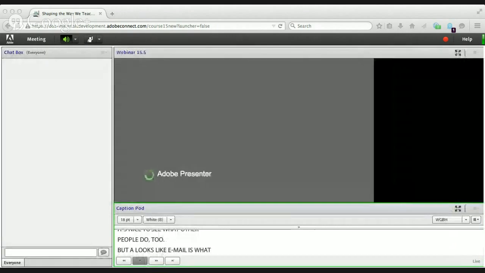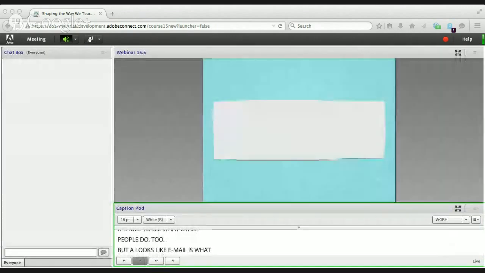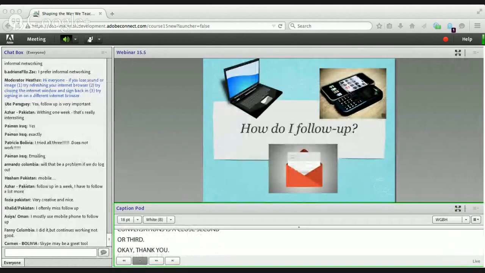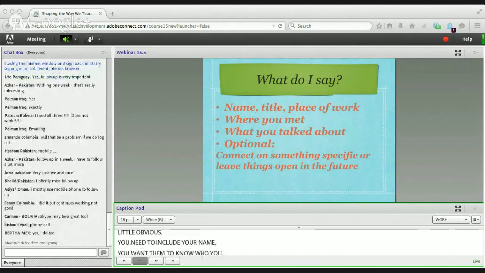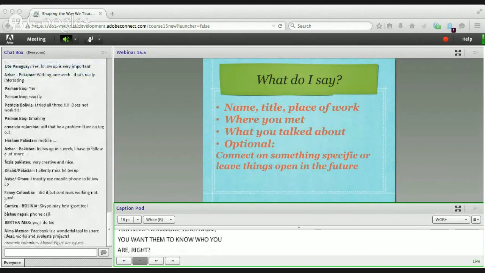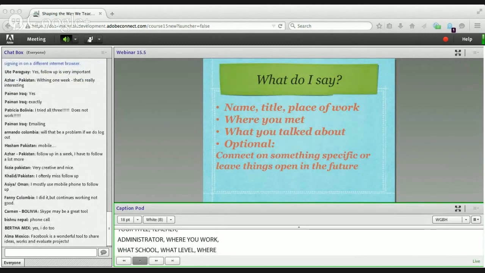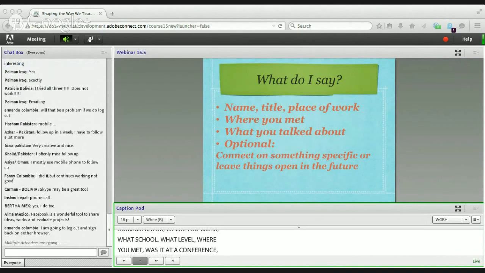So now, once we know we need to follow up, how do we make that connection? What do I say? Some of these might seem a little obvious. Obviously, you need to include your name. And then we want them to know who you are, right? So maybe your title. Are you a teacher or an administrator? Maybe where you work, right? What school or what level? Where you met. Was it at a conference, at a presentation? Was it at someplace random, or through a mutual friend, or something like that?